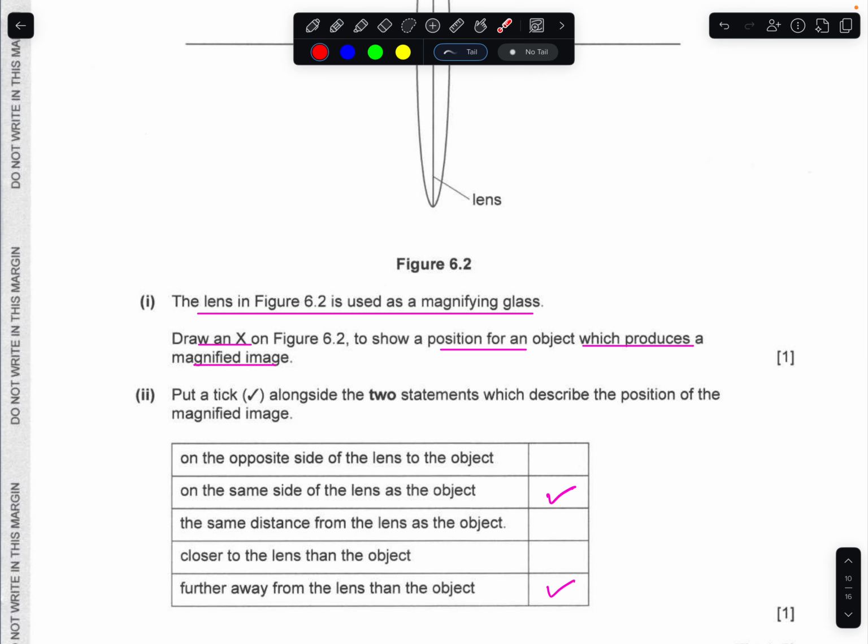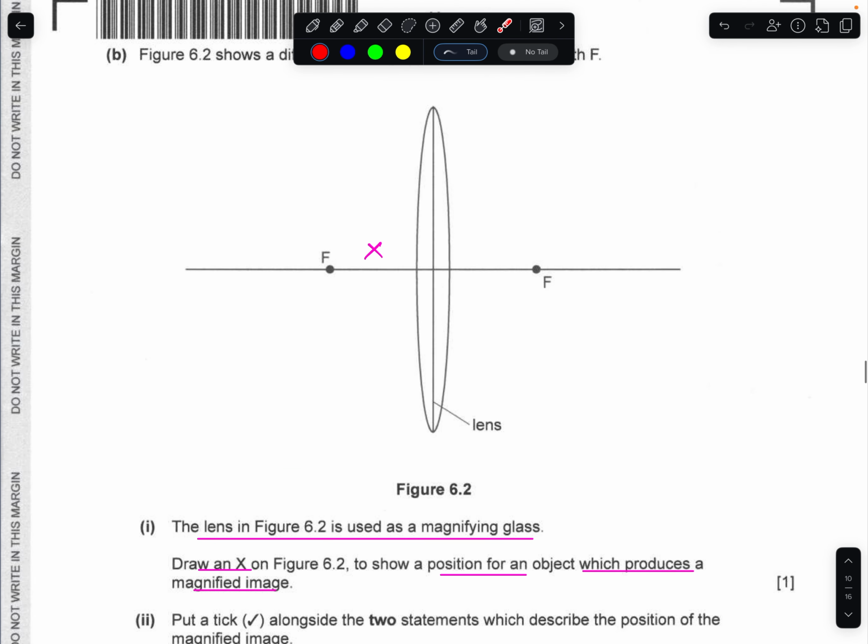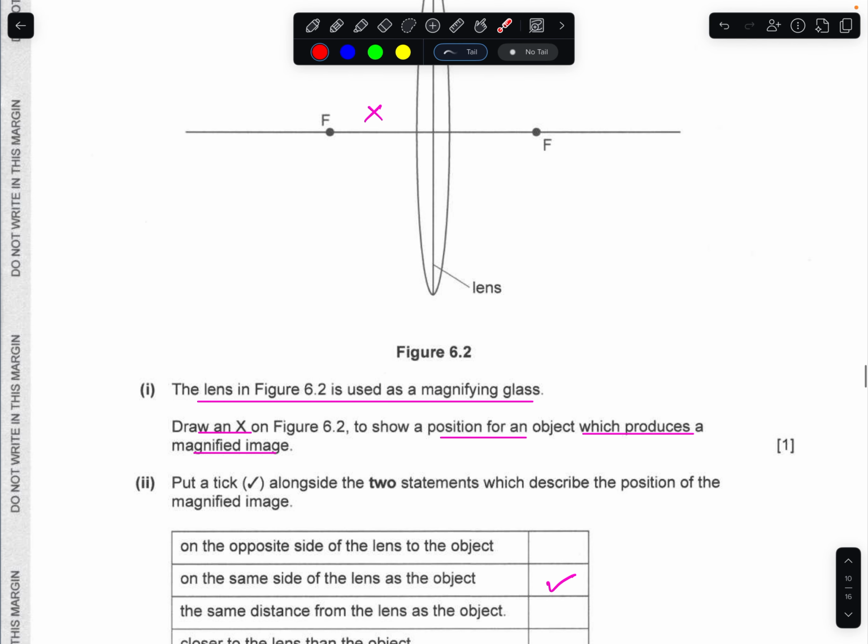Now the lens in 6.2 is used as a magnifying glass. Whenever it is used as a magnifying glass, it will produce a virtual image. Now draw an X on figure 6.2 to show the position of the object. If the lens is producing a virtual image, this object should be placed between the center of the lens and the focus point. If you place this object anywhere between those two points, you would get a virtual image, and the lens would act as a magnifying glass.